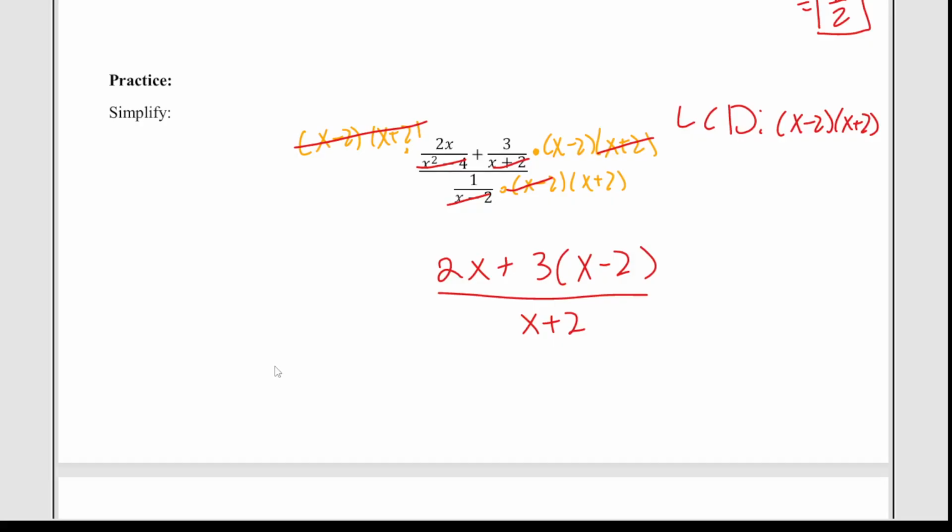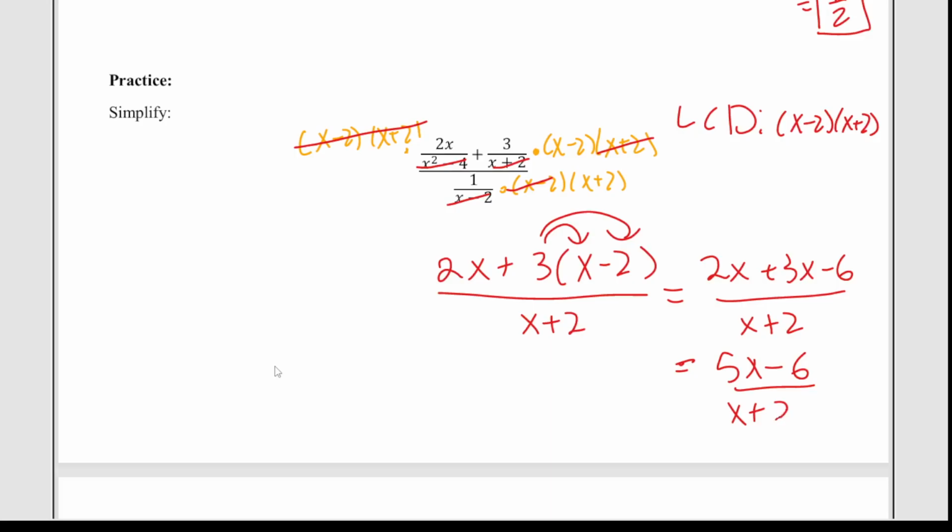We're going to simplify a little bit further to see if this is going to overall simplify a little bit more, so we're going to distribute a 3 to both terms. 2x plus 3x minus 6 all over x plus 2. 2x plus 3x is going to give us 5x all over x plus 2, and that actually does not factor further, so that's just our final beautiful answer.